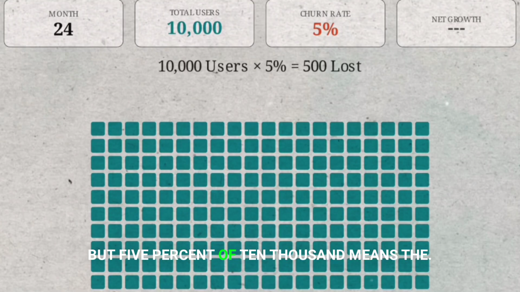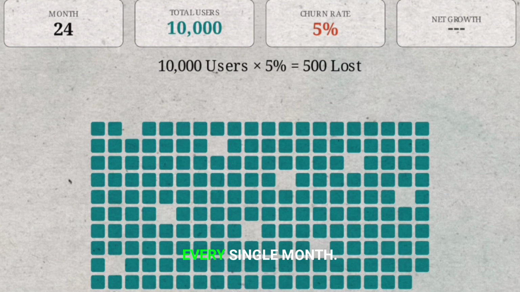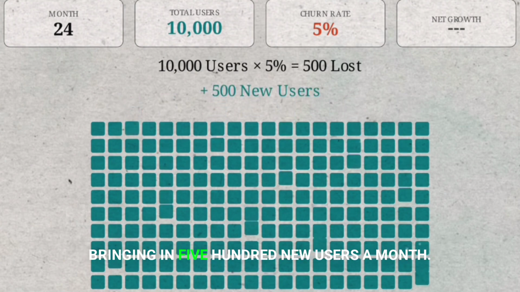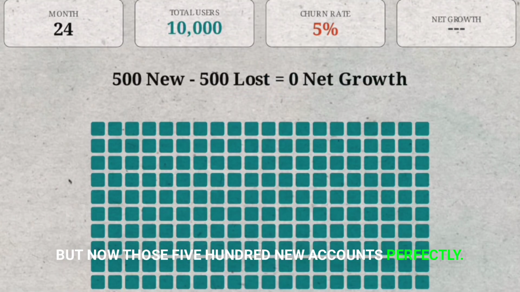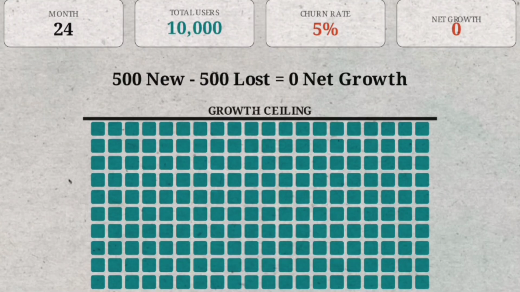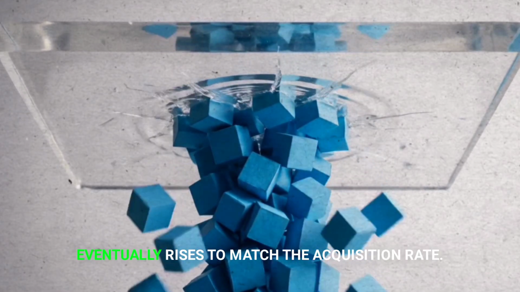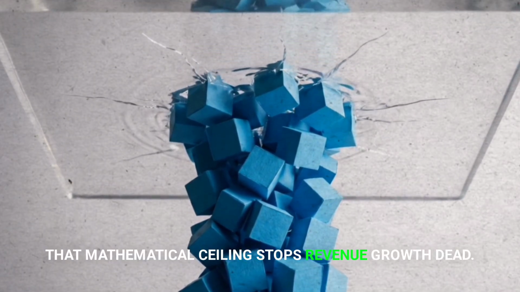But 5% of 10,000 means the company is now bleeding 500 users every single month. That stellar sales team is still working hard, bringing in 500 new users a month. But now those 500 new accounts perfectly cancel out the 500 lost ones. Net growth falls to 0. As a company scales, the absolute number of churning customers eventually rises to match the acquisition rate. That mathematical ceiling stops revenue growth dead.